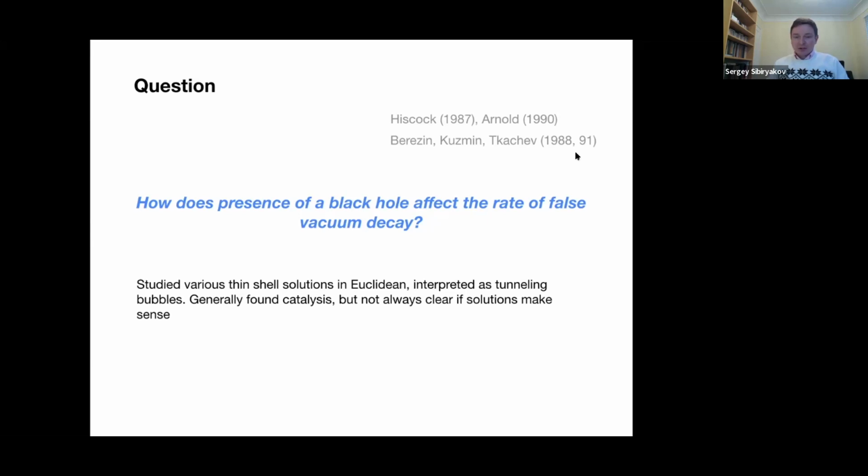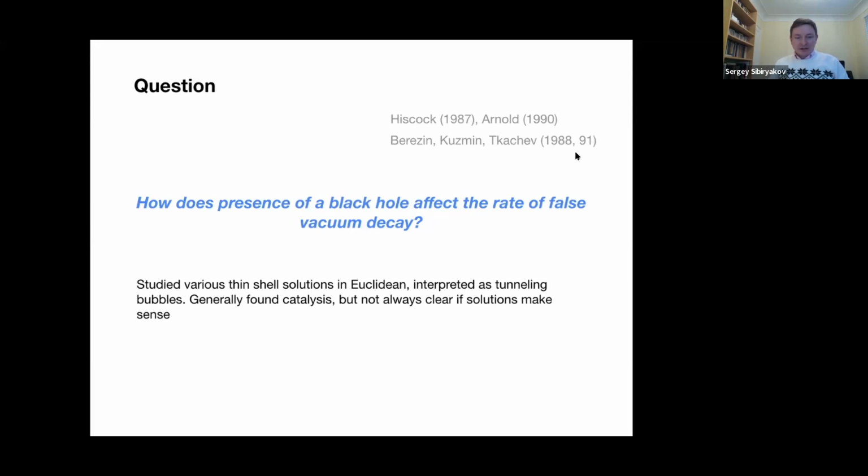Now the question that I will address is how the presence of a black hole will affect the decay rate, and how should we describe that? The early works by Hiscock, Arnold, and Berezin, Kuzmin, Tkachov first formulated this question, but didn't formulate the answer.